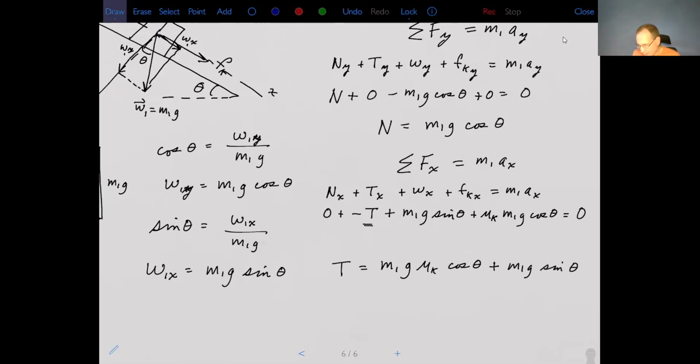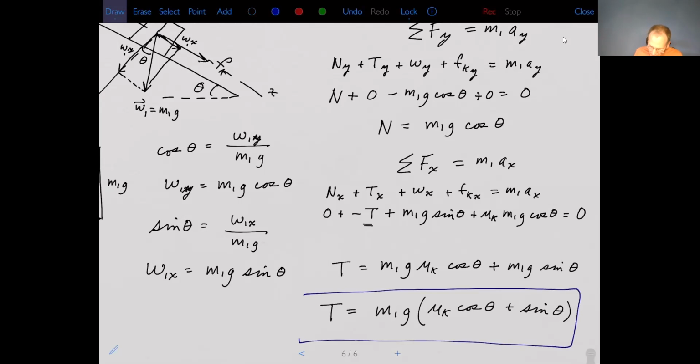And now since m1 is common to both terms on the right-hand side, let's factor it out. So I get m1g, and I'm left with mu k cosine theta plus sine theta. And that is exactly the equation that we want. So we're calling this the T theory. This is like the theoretical tension.